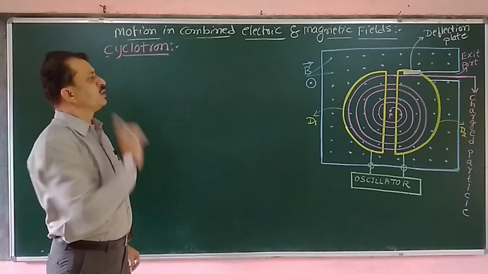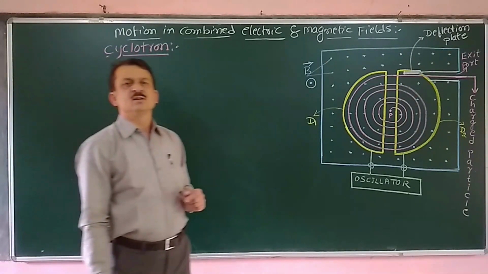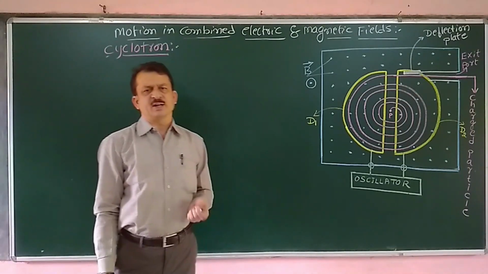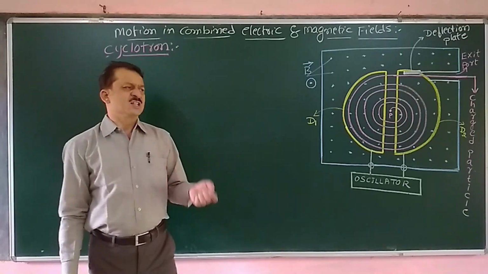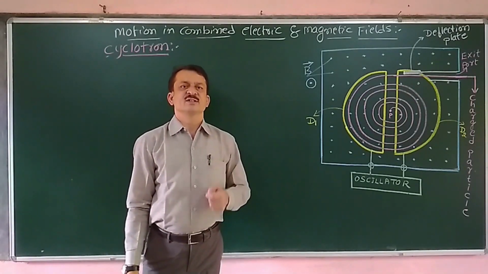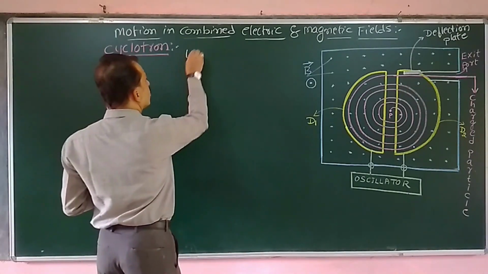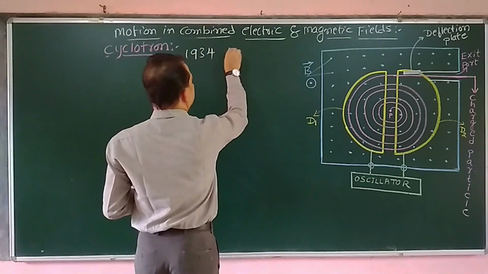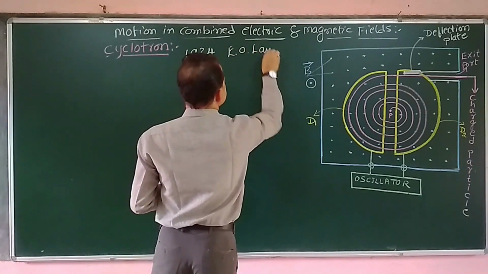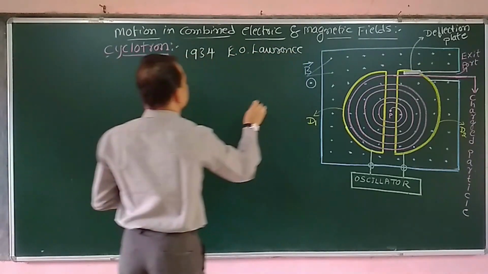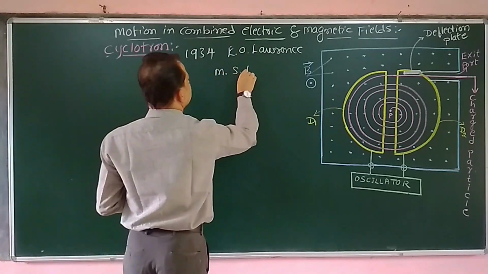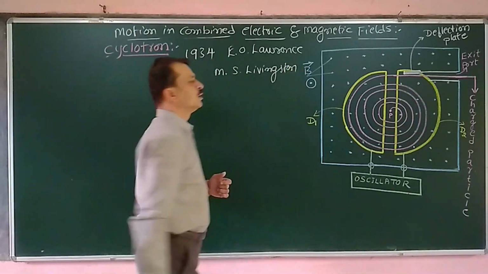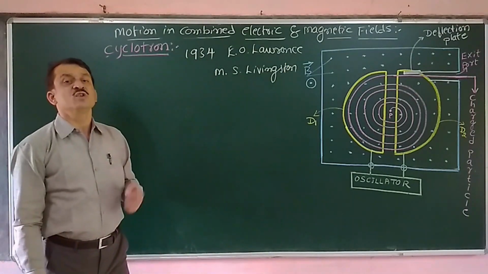Now we study a new concept, that is the cyclotron. It is a machine used to accelerate charged particles or ions to very high energies. It was invented in 1934 by two physicists, one is E.O. Lawrence and another one is M.S. Livingston, to study the structure of the nucleus.